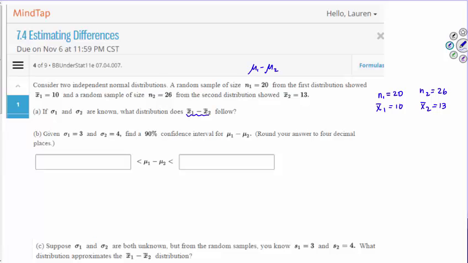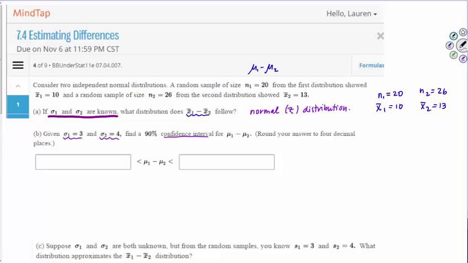So the first thing we'll notice is that if the population standard deviations are known, then we know that the distribution is a z distribution, a normal z distribution. That can aid us, once we make that decision, in finding the confidence interval for the difference in population means given the population standard deviations for the first and second populations.